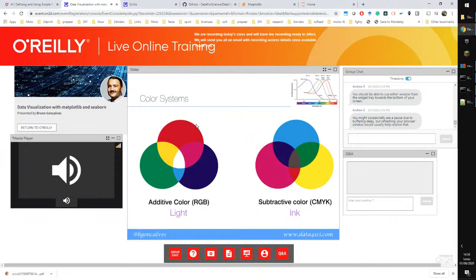And this is why, depending on what you're using, if you add up all the colors of an additive color scheme like RGB, you end up with white. If you add up all the colors on the subtractive color scheme like CMYK, you end up with black. Right? Because on one hand, you're adding up the light from different sources, and on the other one, you're removing all the light from all the different sources.